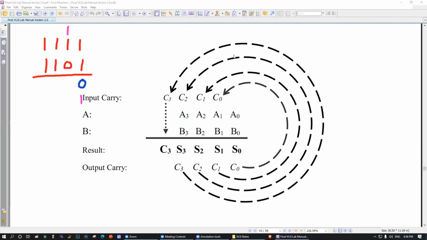Now, next one. If you add this 1 plus 1 plus 0, what is the result? It will be 2. 2 means 10. Do you understand? 1 plus 1 plus 0 means 2. 2 means 10. So 0 will be the result. Yes, sir. And in front of the 0 you have 1. This one, where will it go?